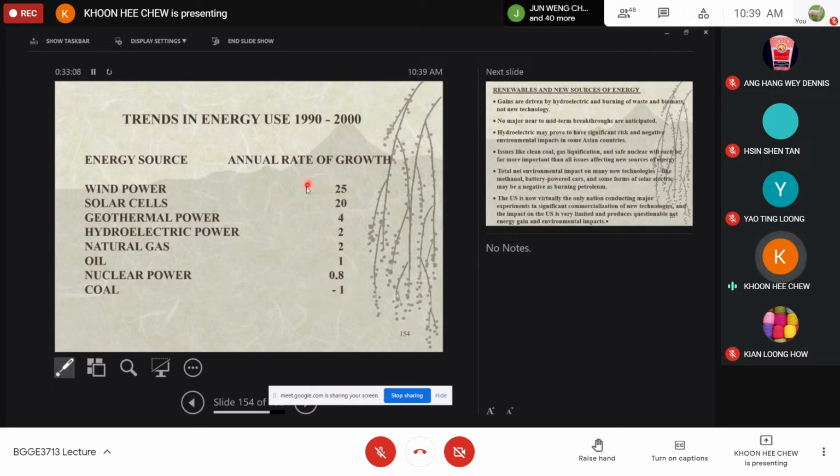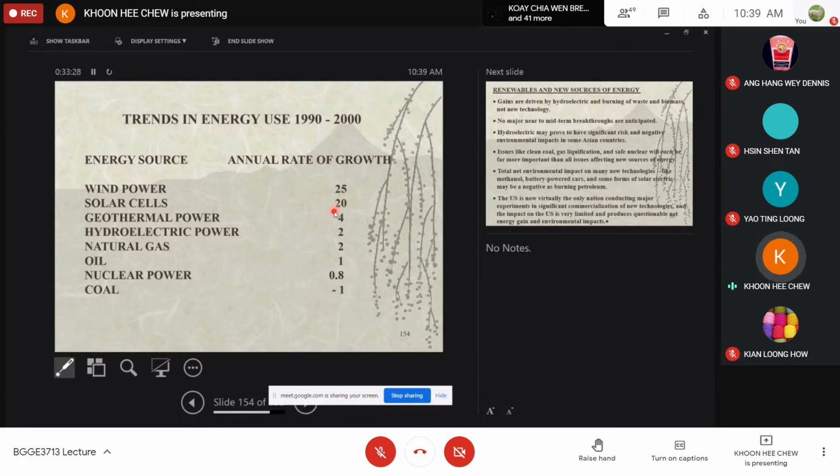So from this figure, you can see that the most potential alternative energy sources will be wind power and solar cell. For solar cell, if we can increase the efficiency of the conversion rate and also lower the cost, then it will be good.